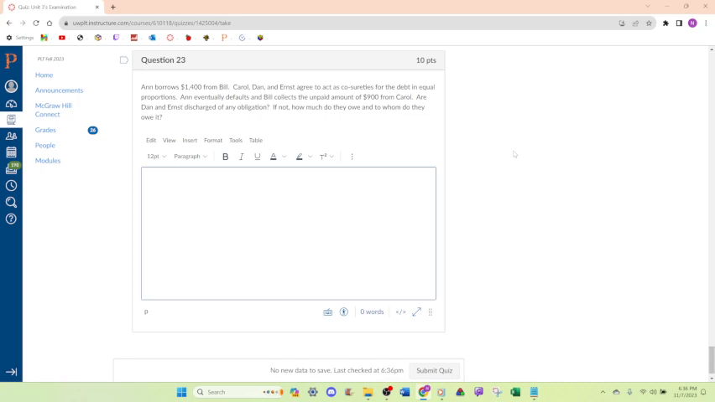It has proportions. If there's multiple sureties or guarantors, does that mean that each person is liable for a specific portion of it? Or what? What does it mean? I don't know, because there was nothing in the book about it, because of course there wasn't. Anyways, defaults. Bill collects the unpaid amount of $900 from Carol. Well, it says equal proportions.